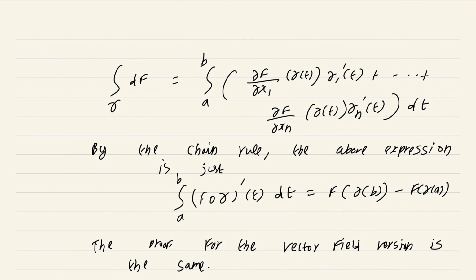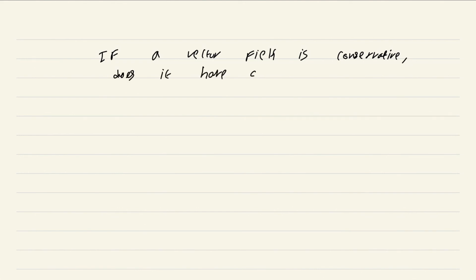So what we have got is that if you have a vector field that has a potential function, then it is automatically going to be conservative. For the converse question, if a vector field is conservative, does it have a potential function? We will address this in the next video.